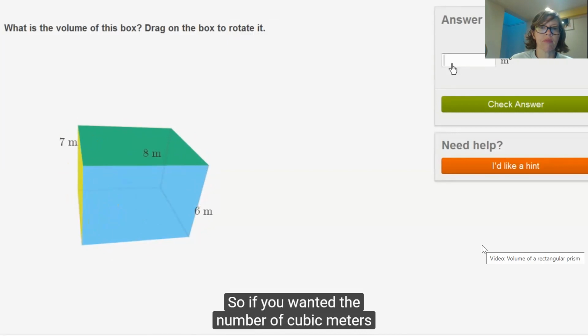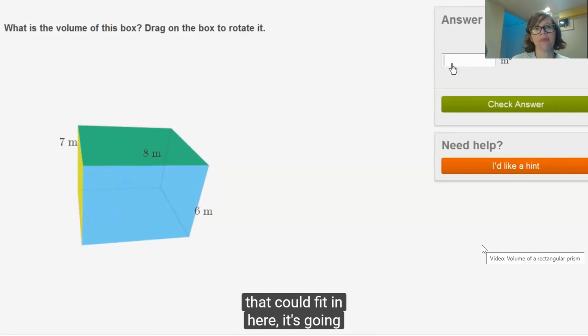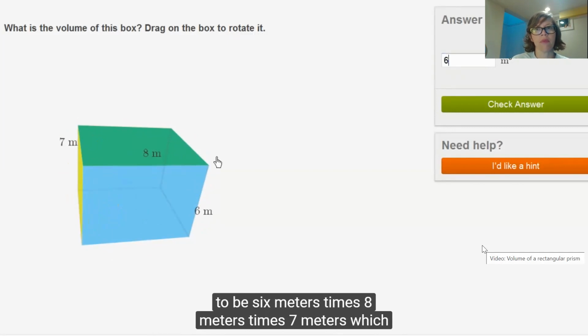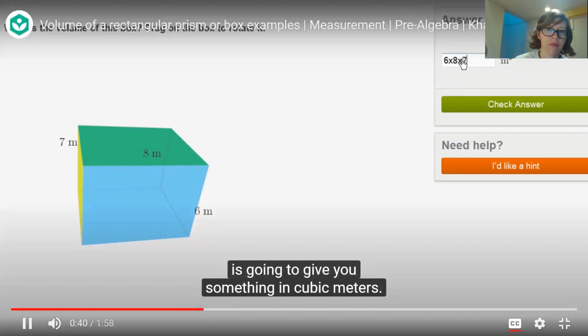So if you wanted the number of cubic meters that could fit in here, it's going to be 6 meters times 8 meters times 7 meters, which is going to give you something in cubic meters. All right, so I'm going to pause it right there. So you can see they were multiplying 6 times 8 times 7, right? So the length times the width times the height.